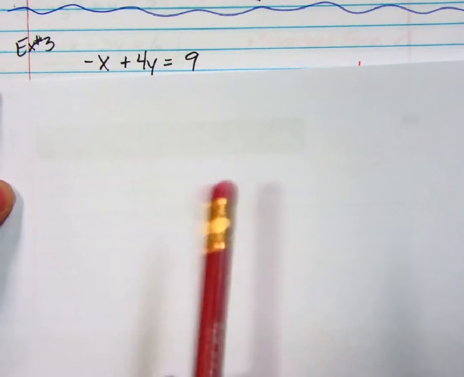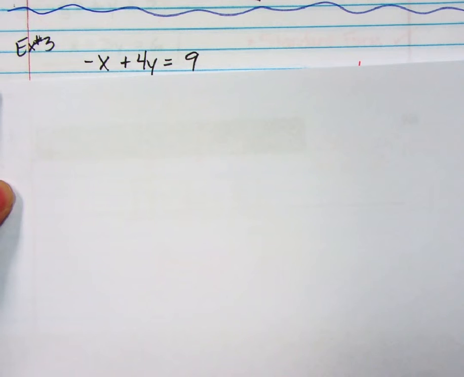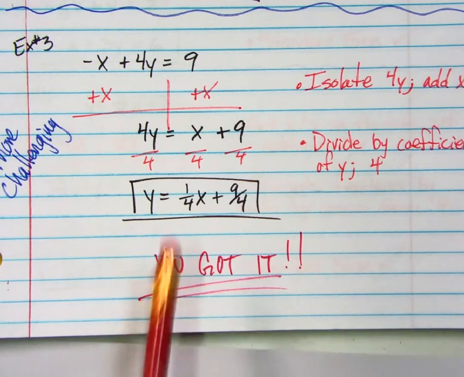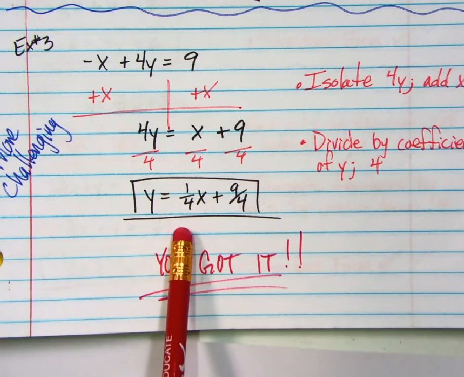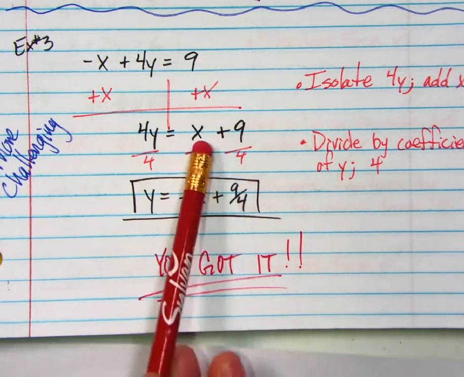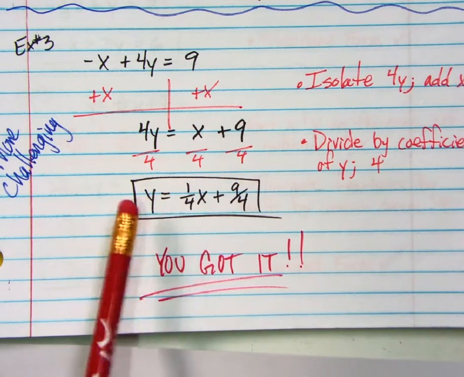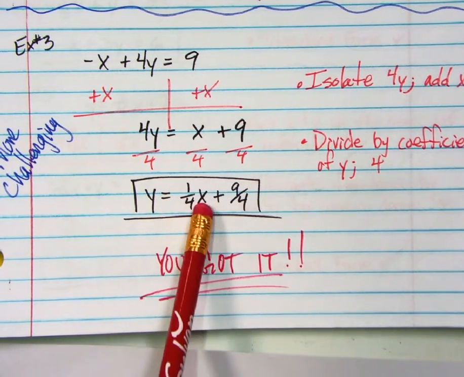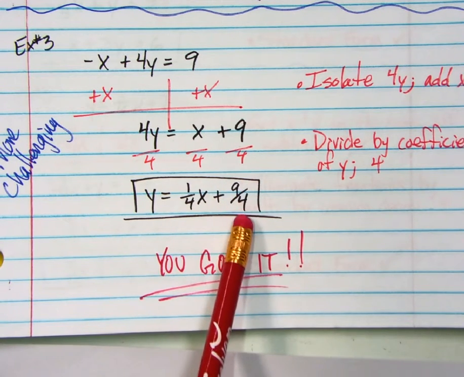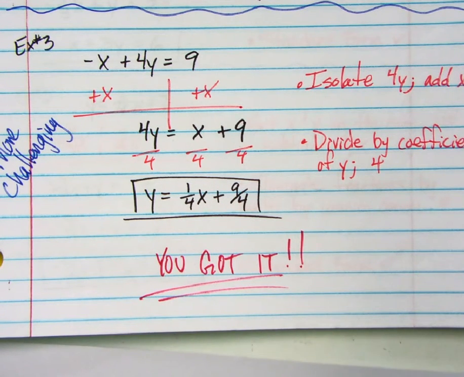Here's my last one on this type. This one I call more challenging. Try it out. Let's see what you get. And here's my answer. Take a look how I got there. I added the x. I divided by 4. And remember, there's that ninja 1 in front of the x, so we have to put 1 over 4x and then 9 over 4. And we leave it alone. And that's it. You got it.